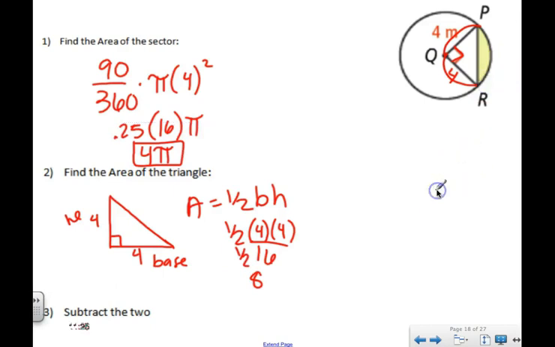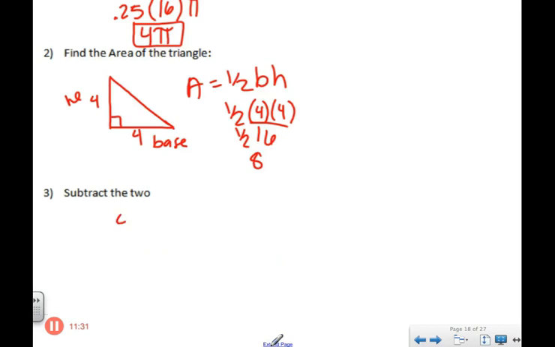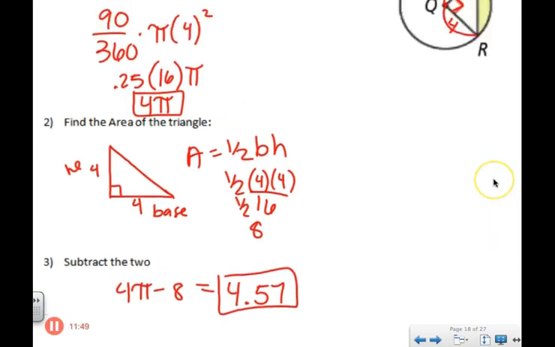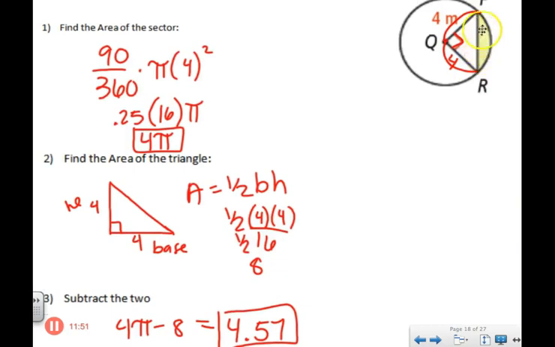So now, I just need to take the area of the sector and subtract the area of the triangle. So I'd say 4 pi, subtract 8. Okay, and that'll give me my final answer. So let's type 4 pi minus 8. So I would get 4.57. Okay, so that is going to be the area of this tiny shape up here.